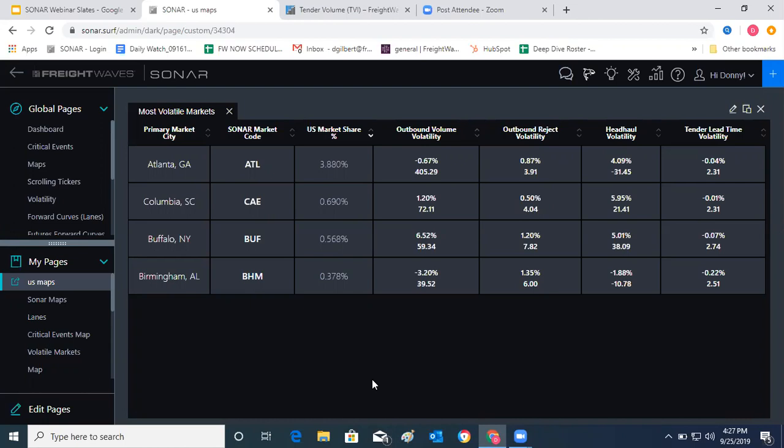Use more than one index. You can't judge a market by using only one index. Use your U.S. maps to get a quick overview. Dive into your markets by using the charts. I love using the charts. I bring up the volumes and always compare them with the tender rejection rates, and also look at the inbound and outbound volumes versus the headhaul index. I always want to know what makes the headhaul index change. Is it because more loads are hitting the market, or because fewer trucks are coming into the market? It can make a big difference.